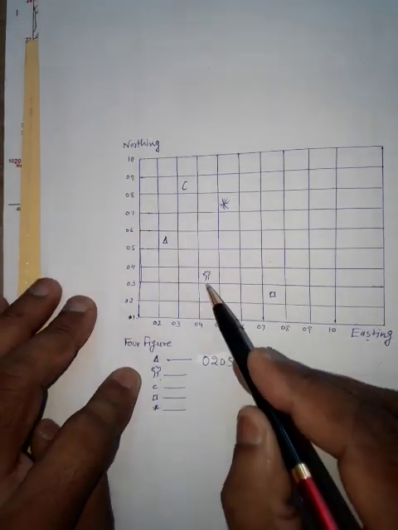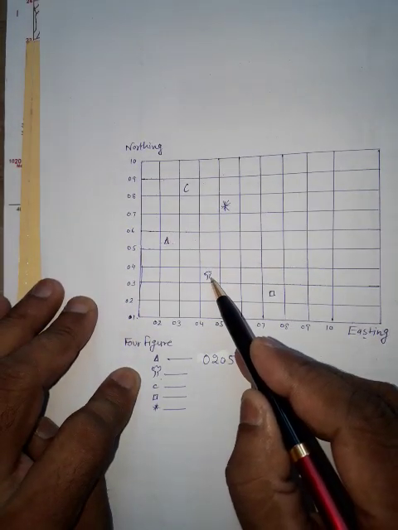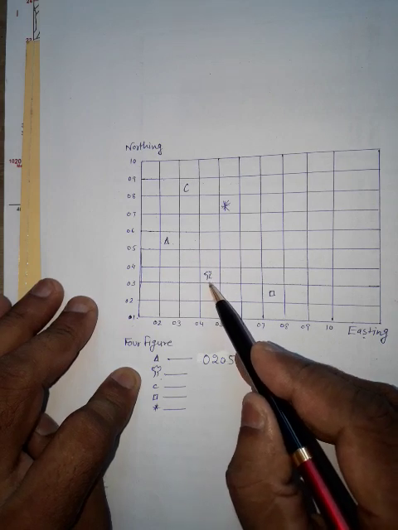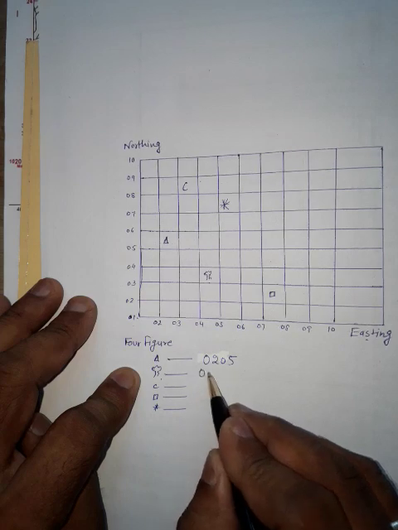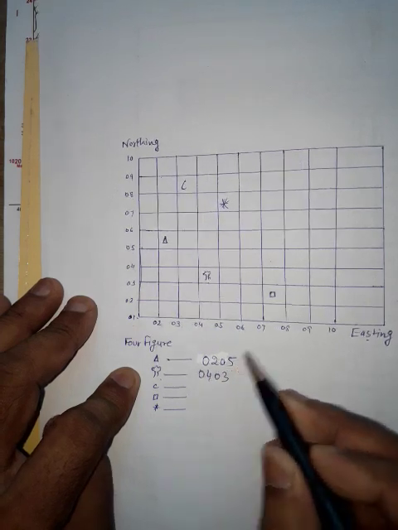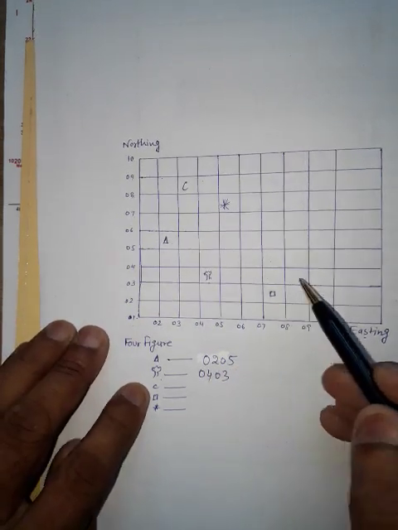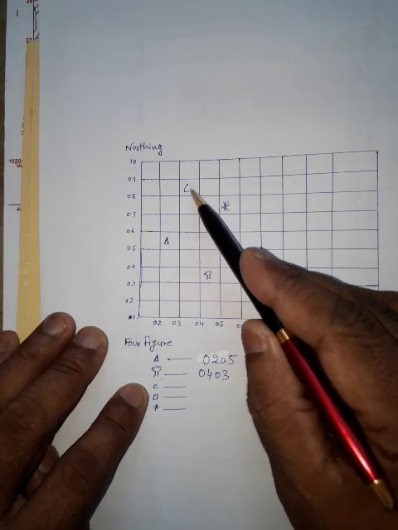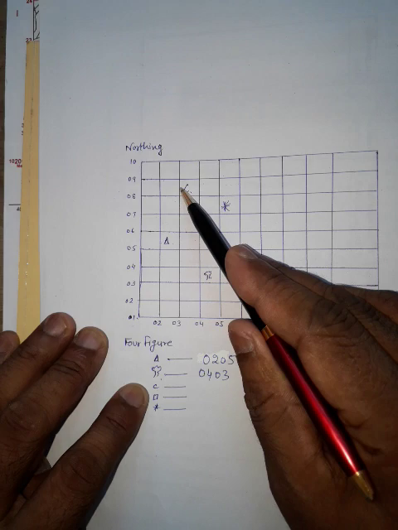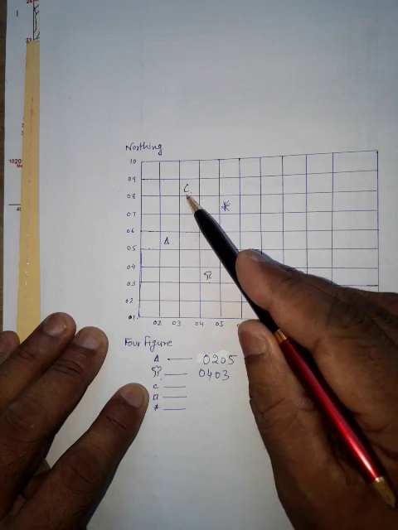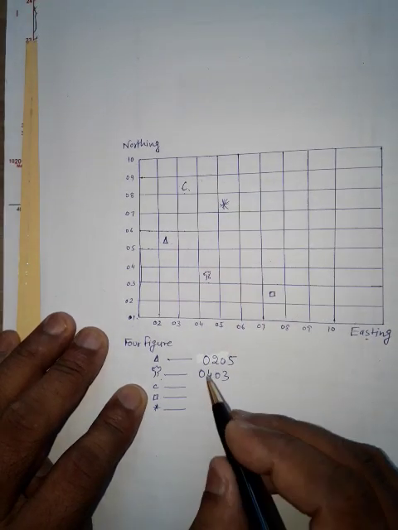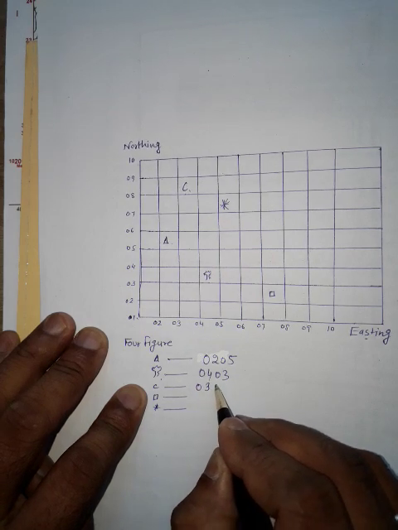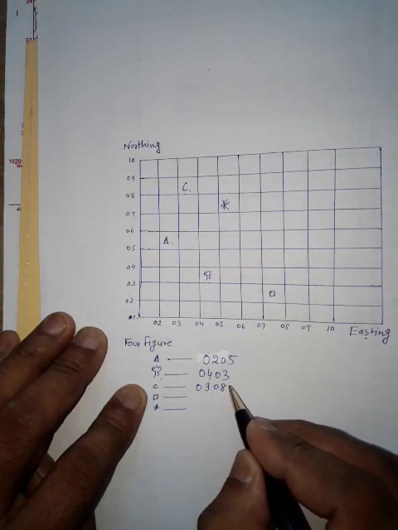Now this tree is given, here. Now we will find out. The left 04, down 03: 0403. After that, C is written here. Now we will again check, line which is left 03, line which is down 08. Now the 4-figure grid reference of this point will be 0308.